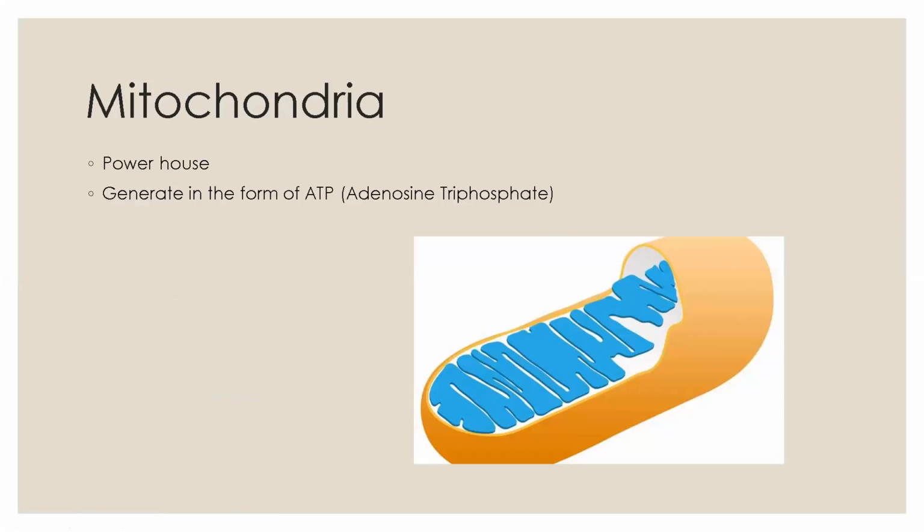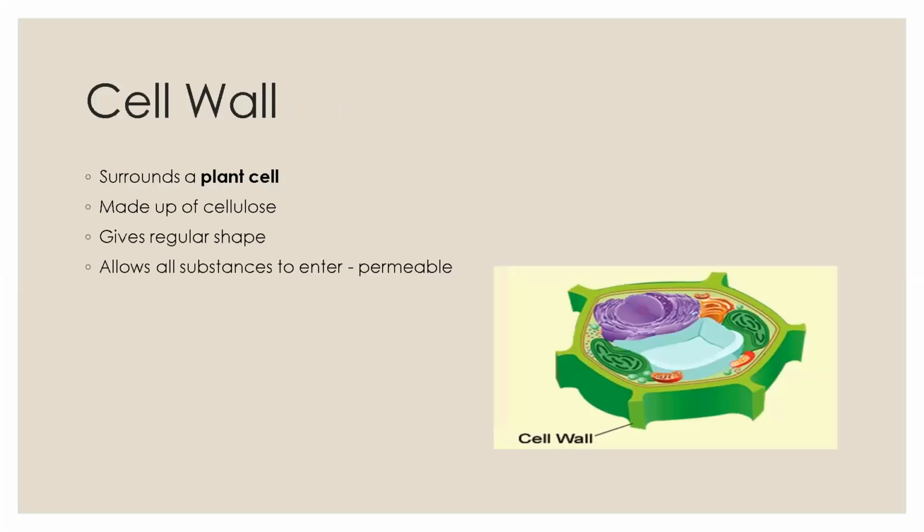Then we have the mitochondria. It is the powerhouse of the cell, and the mitochondria generate energy in the form of ATP, which stands for adenosine triphosphate. What does that mean? What is an adenosine molecule? It consists of nitrogen and hydrogen, and it binds with three phosphate molecules, and so that is the form in which energy is produced.